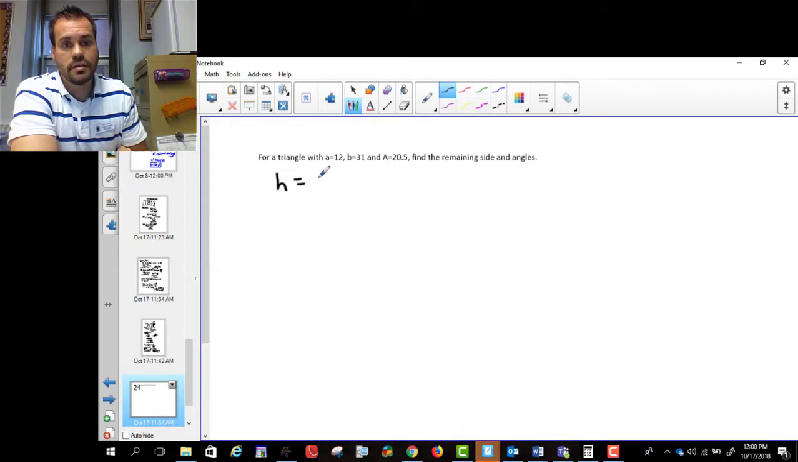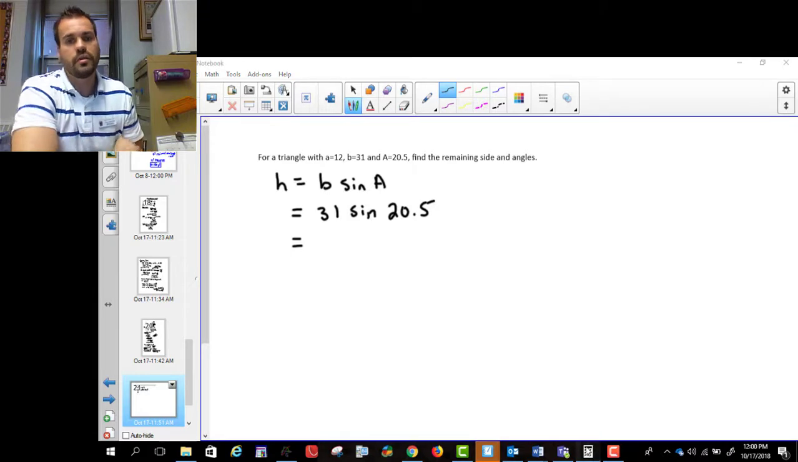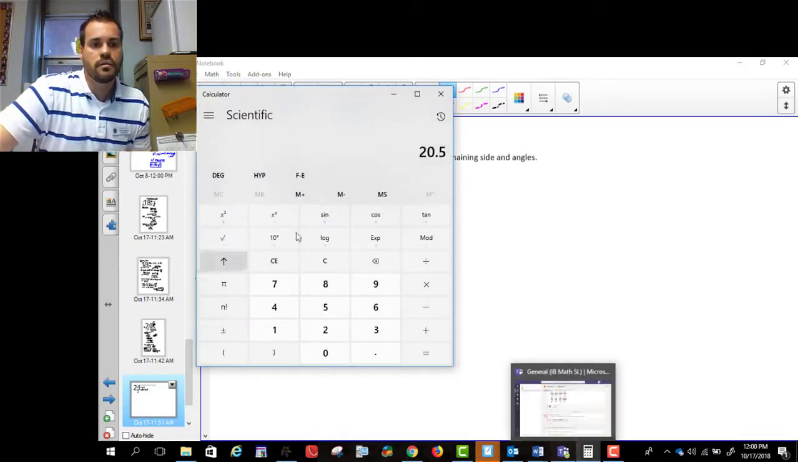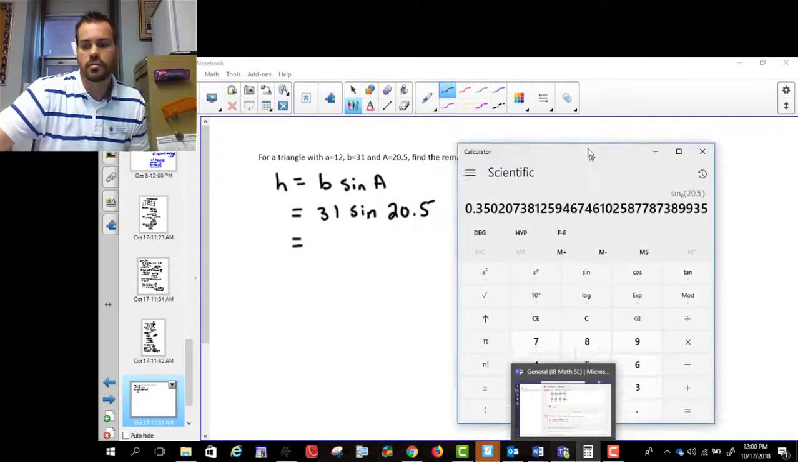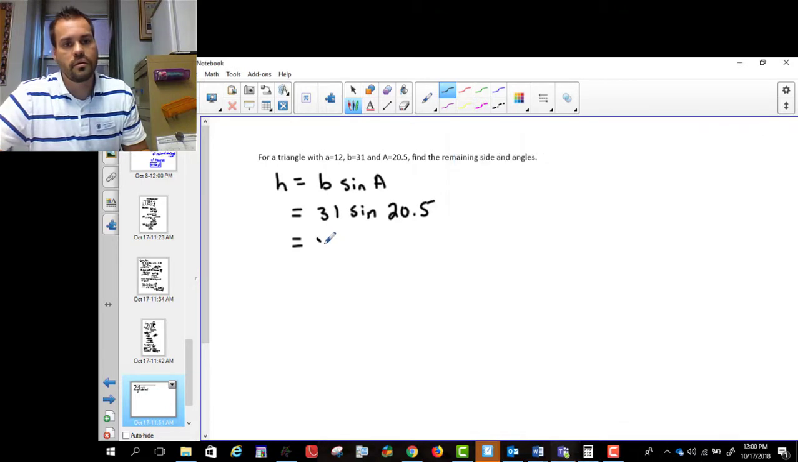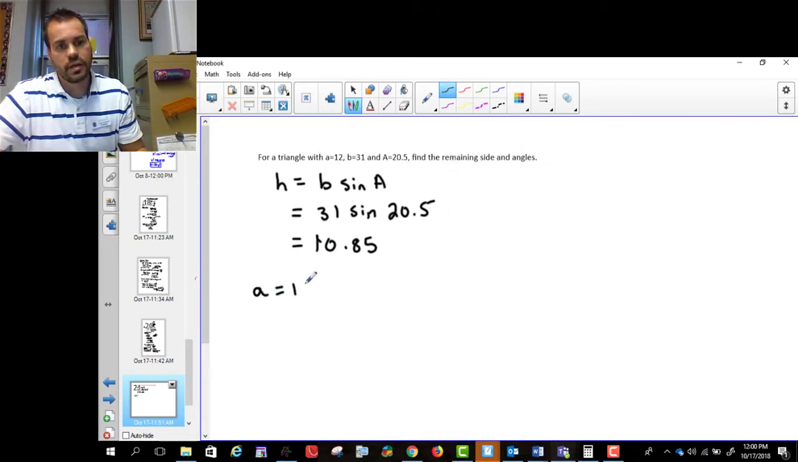So h is b sine A, and that's 31 sine of 20.5. So we go down here, we go 20.5, hit sine of that, and then we multiply it by 31. We get 10.85. Okay, so because our given a is 12, we can say that h is less than a, so there's two possible solutions.